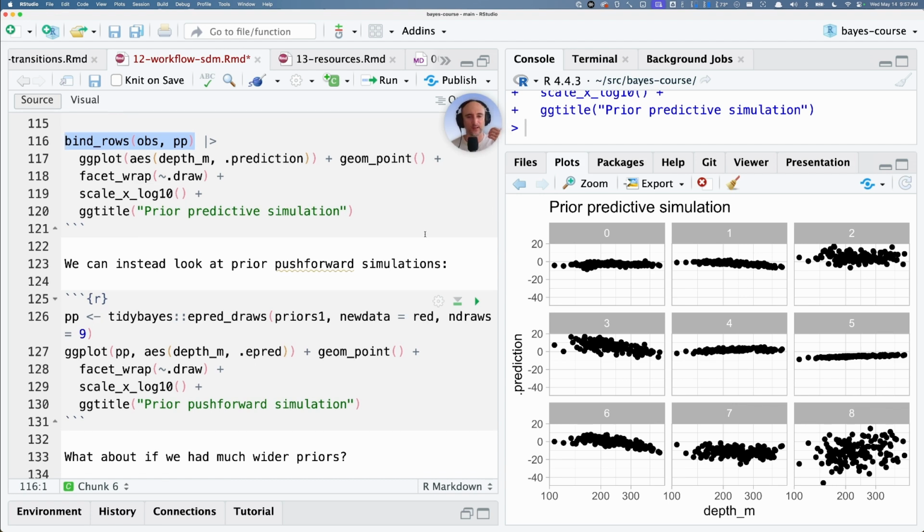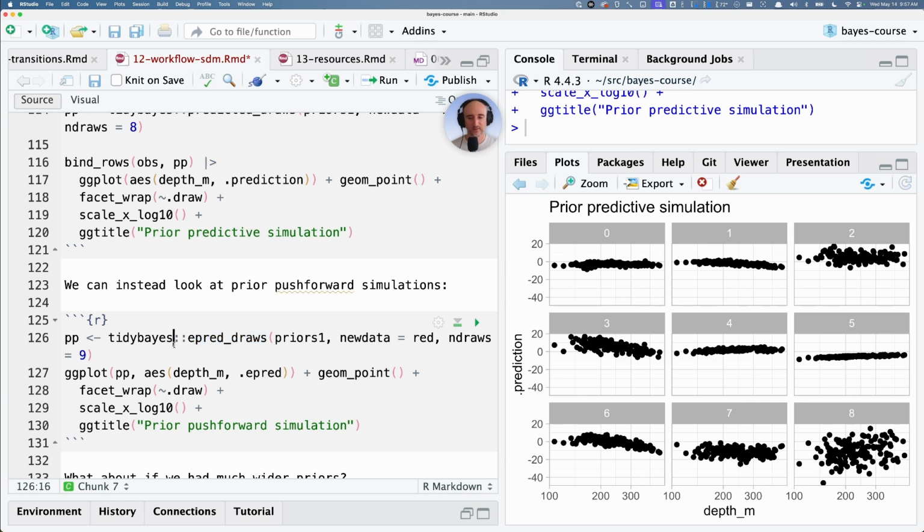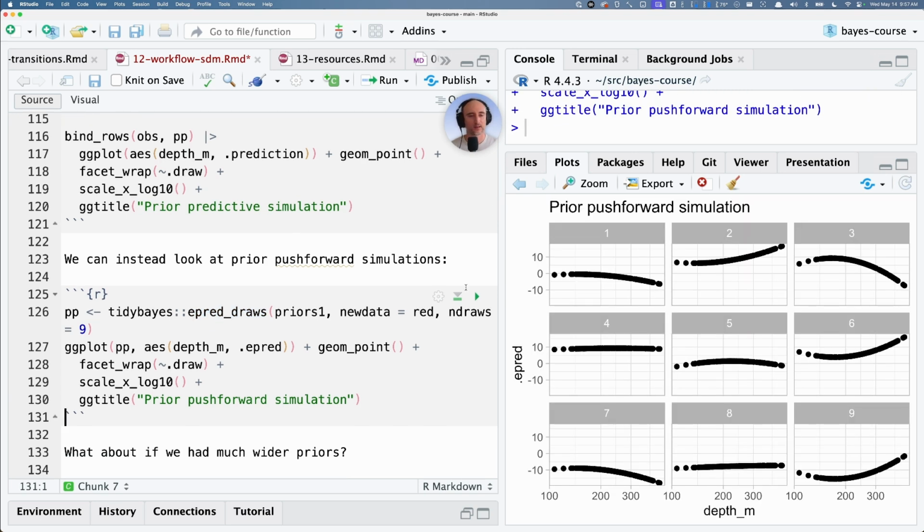Those are new simulated observations from the prior, but we can also look at new expectations from the prior. That would sometimes be called a prior push-forward simulation that we talked about. To do that, we can use the epred_draws instead of predicted_draws in the same format as before. So now I've taken 9. And now there's no scatter because this is not adding on the observation error. This is just the expected values. So it's basically just drawing those curves, those sad faces or happy faces or straight lines out of the quadratic portion of our model.